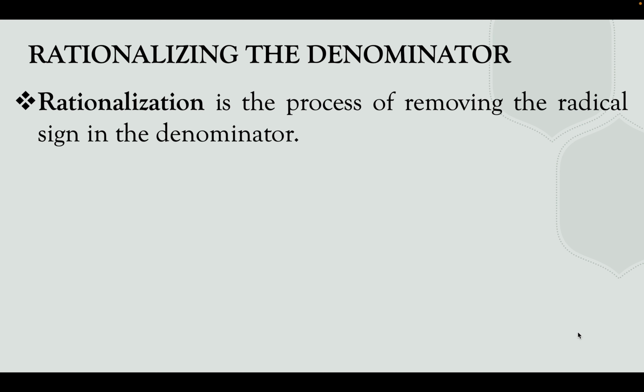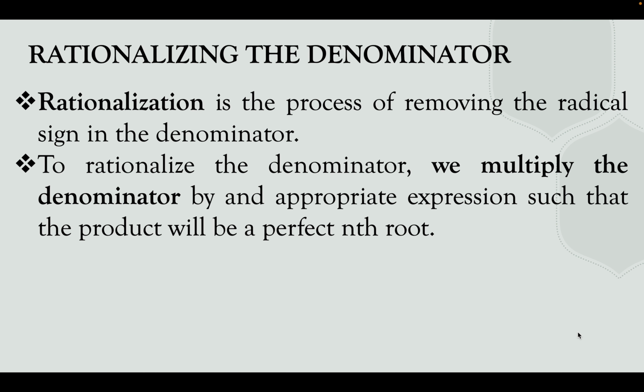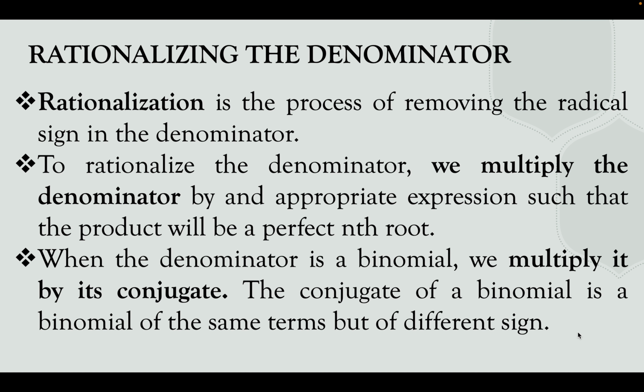What is rationalization? Rationalization is the process of removing the radical sign in the denominator. To rationalize the denominator, we multiply the denominator by the appropriate expression such that the product will be a perfect nth root. When the denominator is a binomial term, that means we have two terms in there, we multiply it by its conjugate. So for example, if the binomial has an addition sign, we need to multiply by its conjugate operation, that is the subtraction.